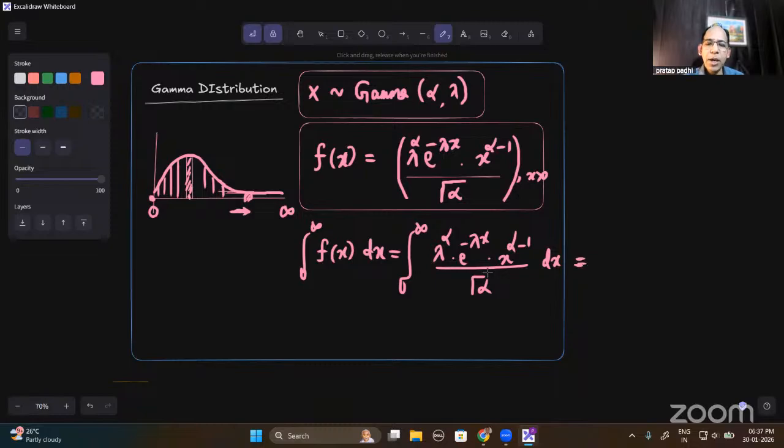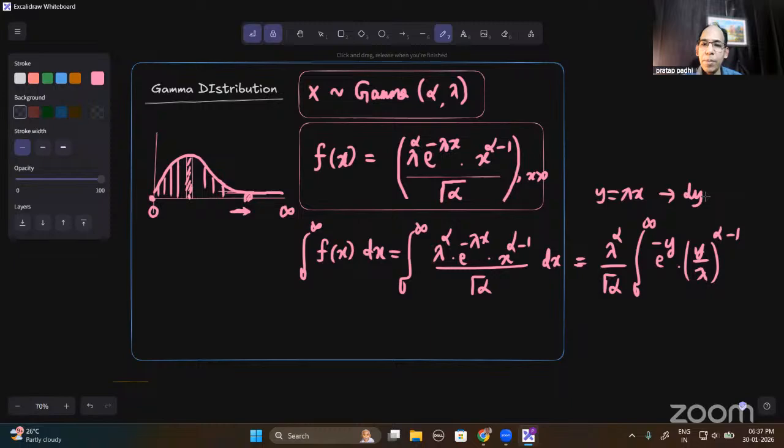It's very easy, because what I will do is I will take lambda alpha and gamma alpha outside, and here lambda x I will take y, e minus y. I've taken y is equal to lambda x. That means my x is lambda divided by y. Then here if you see lambda power alpha, I've taken out. So 0 to infinity once again. And dx I will find from here. dy will be equal to lambda dx. So dx will be dy divided by lambda.